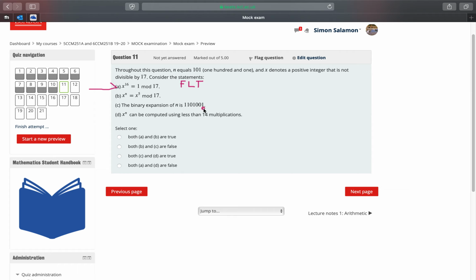So the binary expansion of n, well, you can do that very quickly, and you can just test what this number is. Or how would you find the binary expansion of n if you were asked in some other sort of question? Well, what are the biggest powers of 2 contained within 101? We only get 64, and then we can get 32, that will give 96, we're almost there, and we just need a 5.